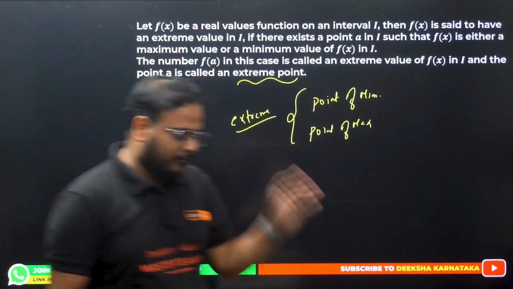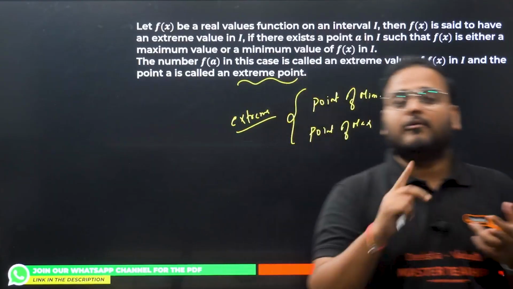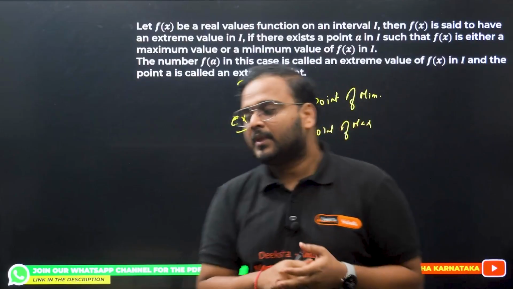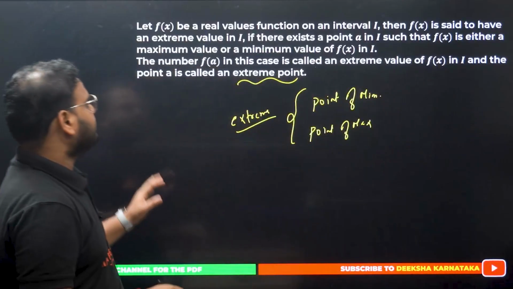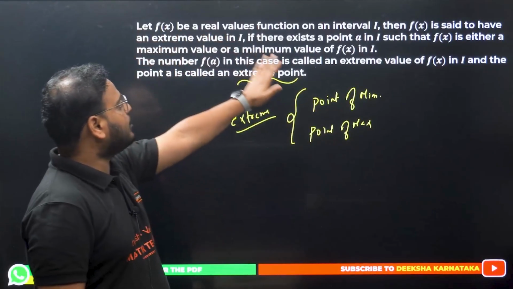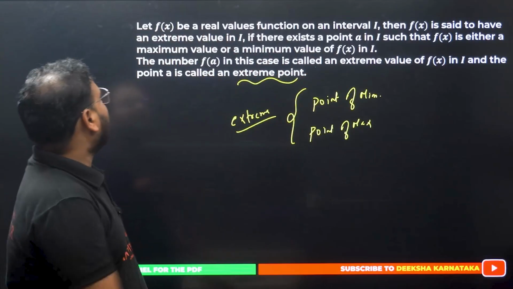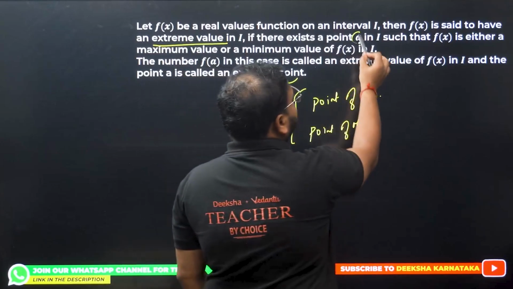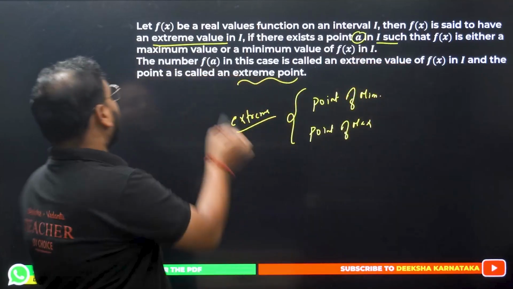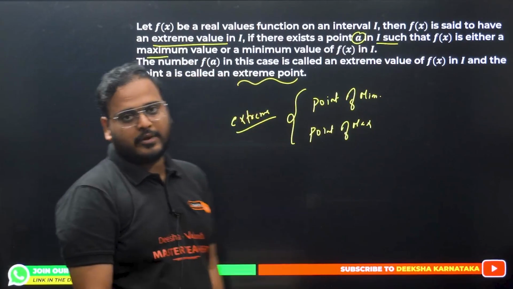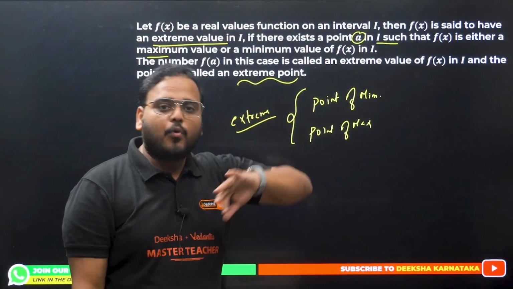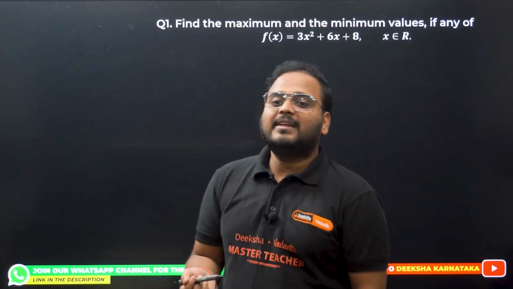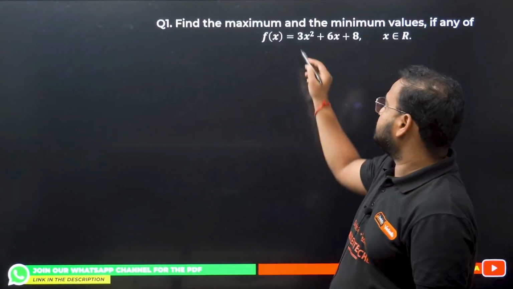We'll see that. We have two tests to identify and learn today, which are the first derivative test and second derivative test to identify the point of maxima and minima. Okay, so that is very much clear. So f(x) be a real valued function on interval I, then f(x) is said to have extreme value in I if there exists a point A in I such that f(A) is either a maximum or a minimum value. Okay, so whether maximum or minimum doesn't matter, but both of these are called as the point of extremas or extreme values. Okay, find the maximum minimum value of the function given like this.